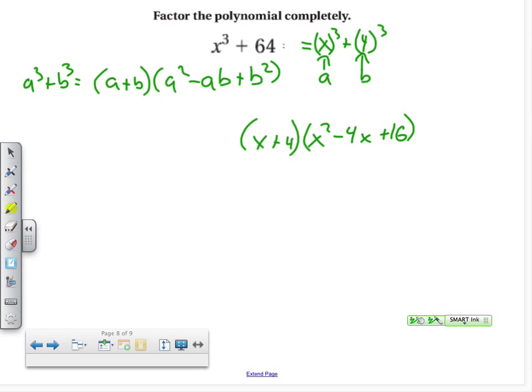You look and you see, okay, what are the 2 things being cubed? Or basically, what's the cube root of 64?